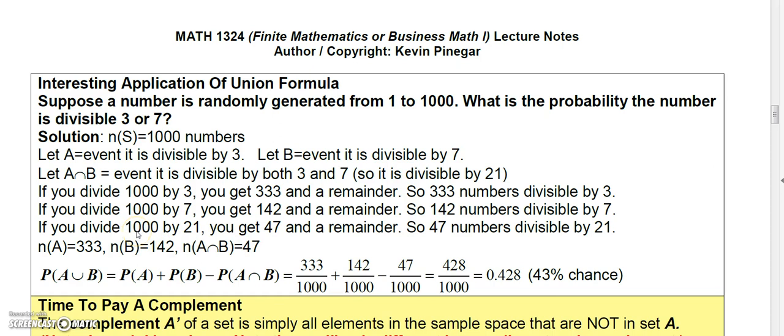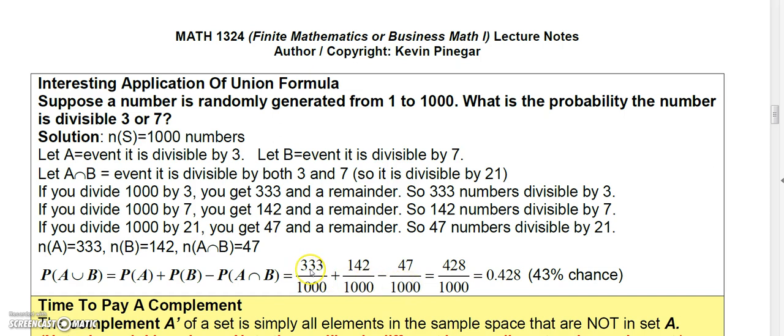Now, in order to determine all the numbers that are divisible by both 3 and 7, you actually need the smallest number that both 3 and 7 will go into, and that would be 21. Because if 21 will divide into 1,000, then 3 and 7 would both also divide into 1,000. So divide 21 into 1,000, and you get 47 whole numbers. And so that would tell me that the probability the number is divisible by 21, in other words, divisible by both 3 and 7, would be 47 out of 1,000.